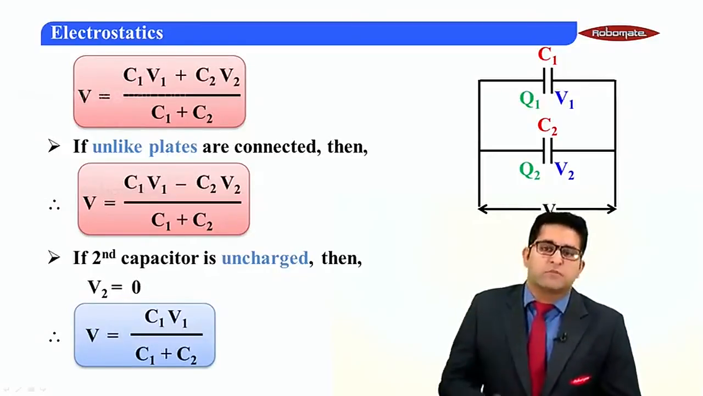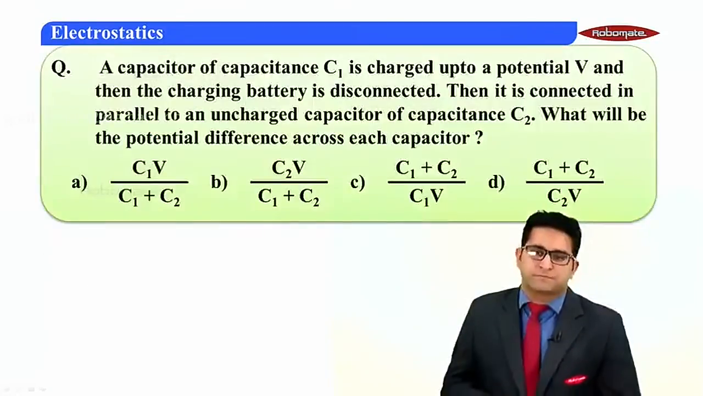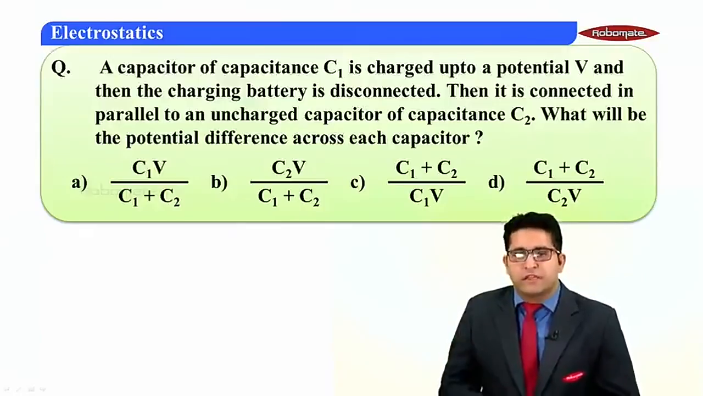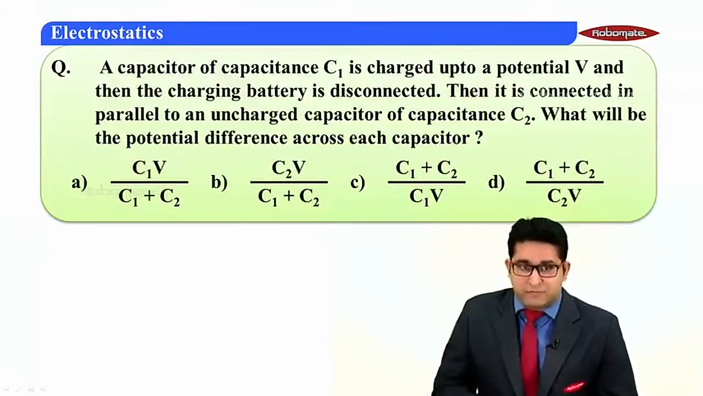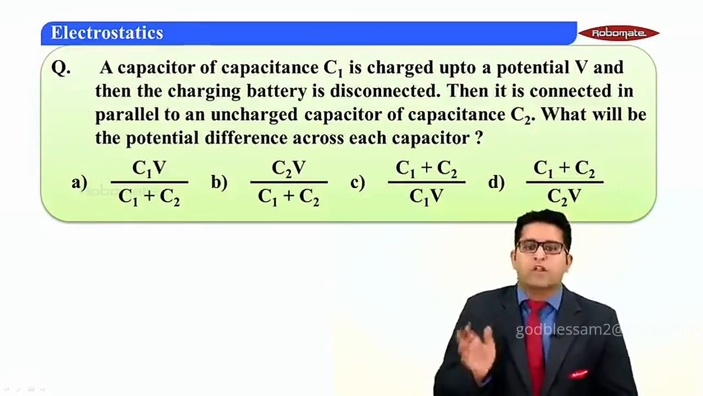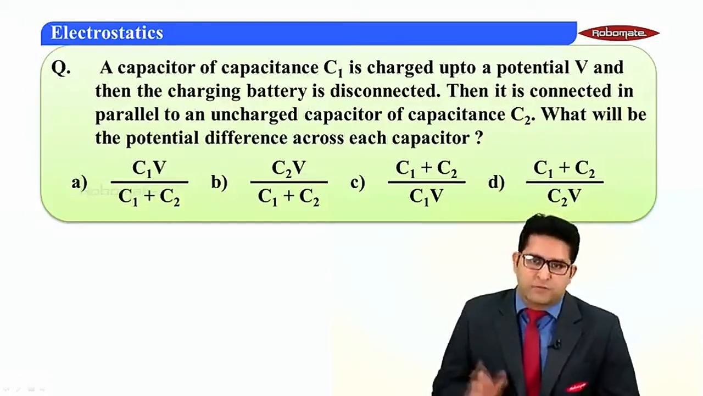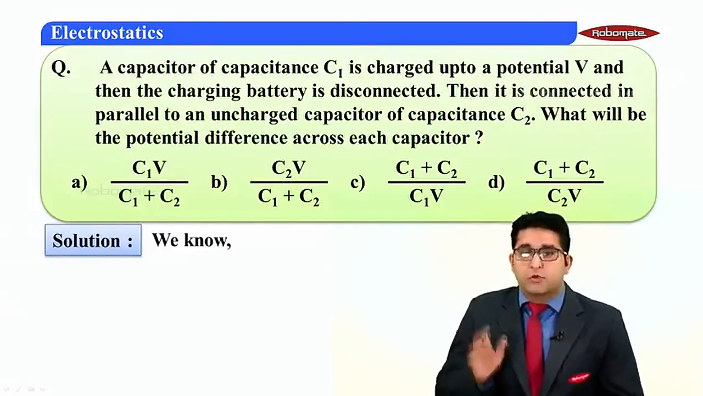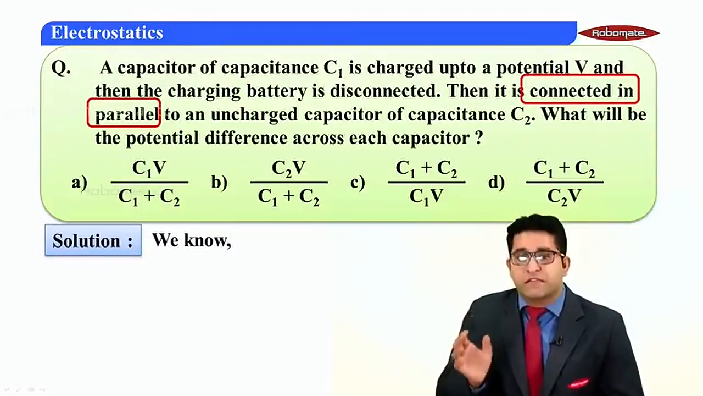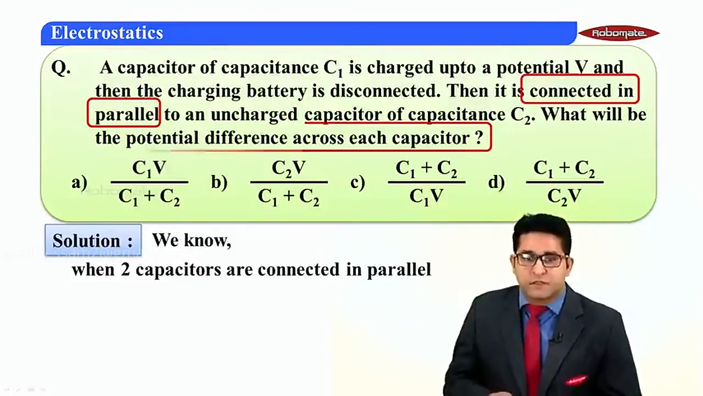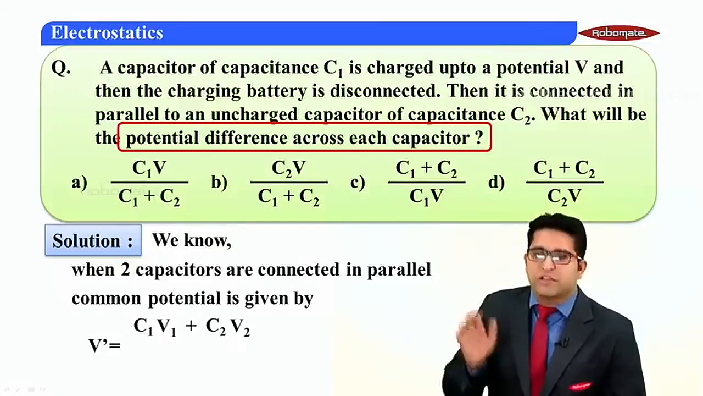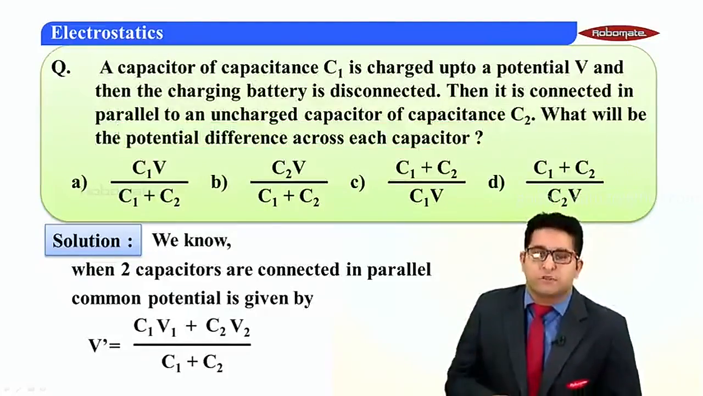Now let us solve one multiple choice question which is based on the same concept. Here a capacitor of capacitance C1 is charged to a potential V, and then the charging battery is disconnected. It is then connected in parallel to an uncharged capacitor of capacitance C2. What will be the potential difference across each capacitor? Let us start with the solution. Here, two capacitors are connected in parallel, so they will come across a common potential difference. Common potential V dash is equal to C1 V1 plus C2 V2 upon C1 plus C2.